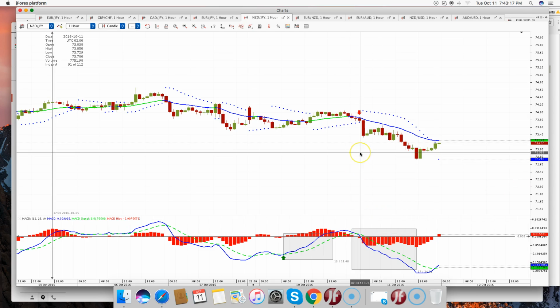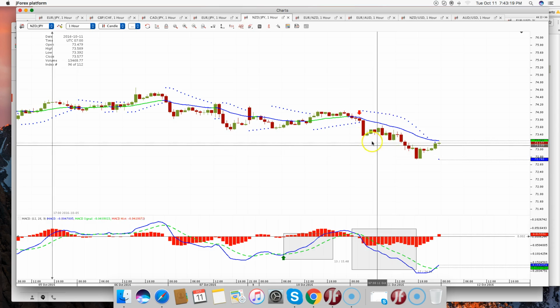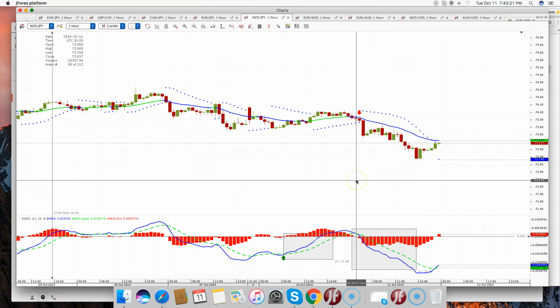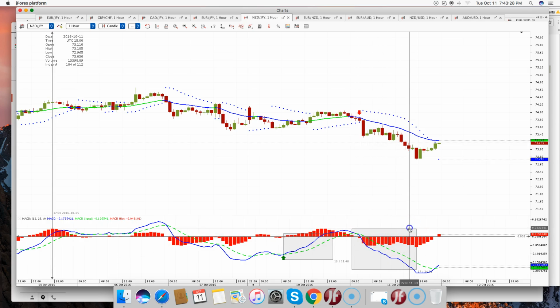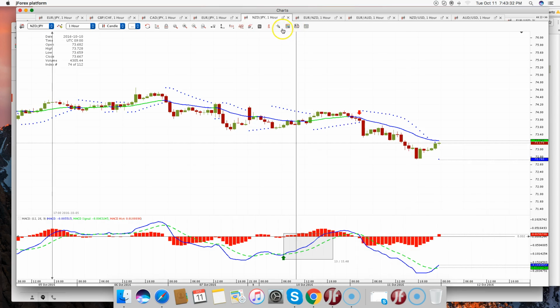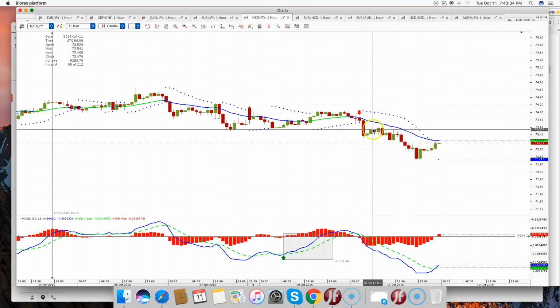It's just being able to identify directional bias by looking at every time frame. If you have the daily and the 4 hour and 1 hour chart lining up, then you're going to have a trade that will last more than a day. Okay, and so that was today's trades on New Zealand yen.